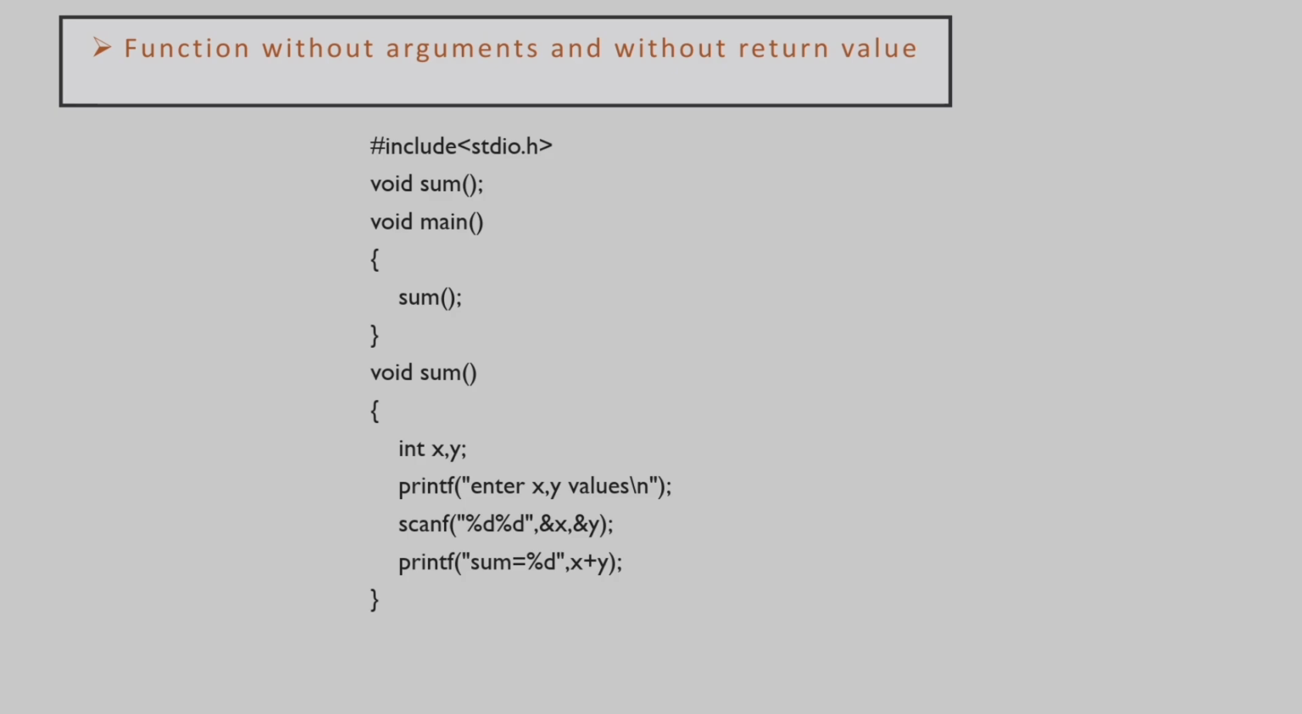First, hash include stdio.h, which is the preprocessor, and since there is no argument, we take void sum. Then in the main function sum is called, so it is the calling statement. Here void sum is defined. Then we declare void sum, which is the definition or declaration. Then open parenthesis. Then we declare integer values, that is int x, y. Then we give the printf and scanf statements. Then we print the sum.